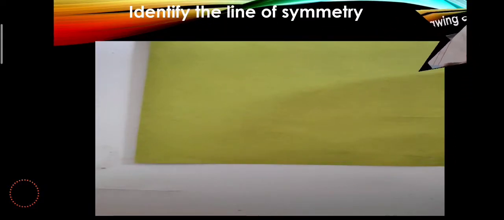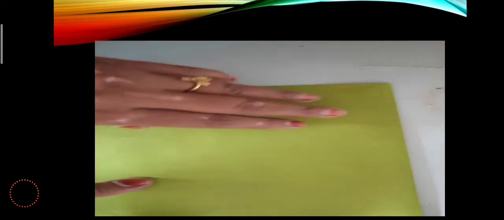Now let us identify the line of symmetry. Suppose we have been provided with some dots. Now we have to identify where our line of symmetry will appear. So let us see this video. Here I have taken one paper which has been folded to one side here, and to the other side it is open. Okay, now see, this is exactly overlapping.